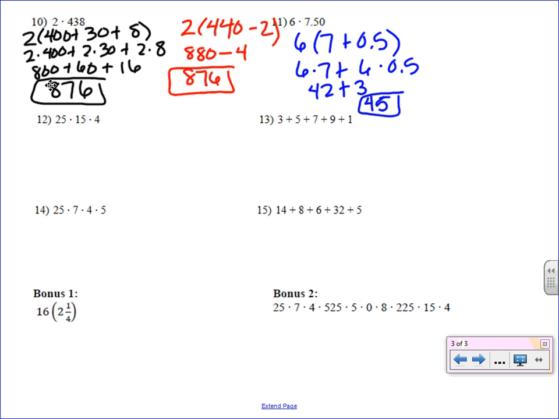In number 12, we're looking to reorder so that it makes 10, 20, something that ends in 0. So when I see a 4 and a 25, I automatically think of a 100. So I'm going to write those next to each other. And then I'm going to do the 4 times 25 first, which is 100, times 15, which is basically 15, and then you stick the zeros at the end.